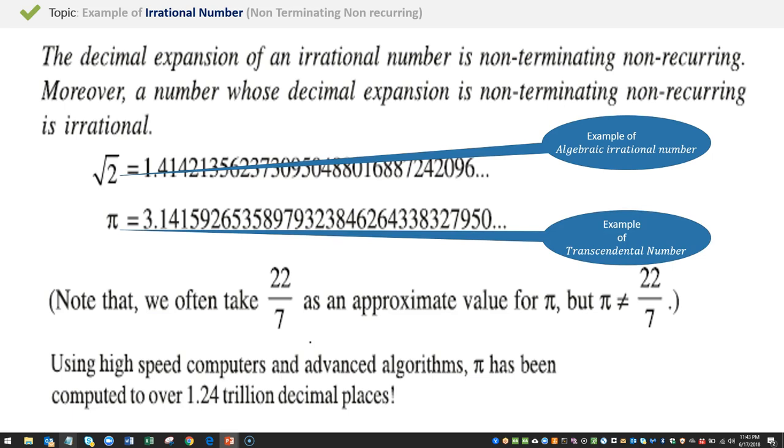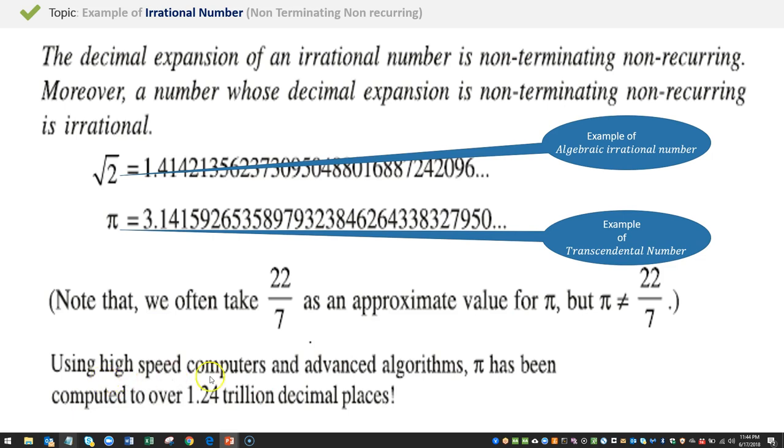Now there are two types of irrational numbers. One we call algebraic irrational numbers and another we call transcendental numbers. We'll discuss more about this in the next session. However, I want to make sure you understand we often represent pi as 22 by 7. But that is not an exact value of pi. It is an approximate value. So pi in reality is not equal to 22 by 7.